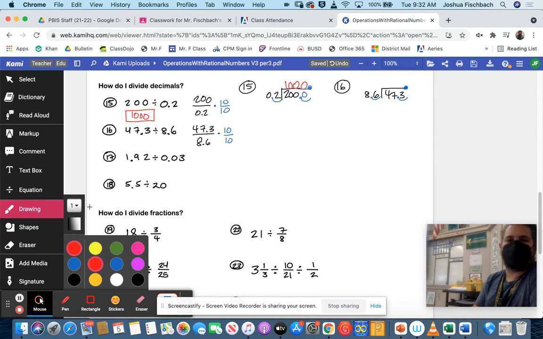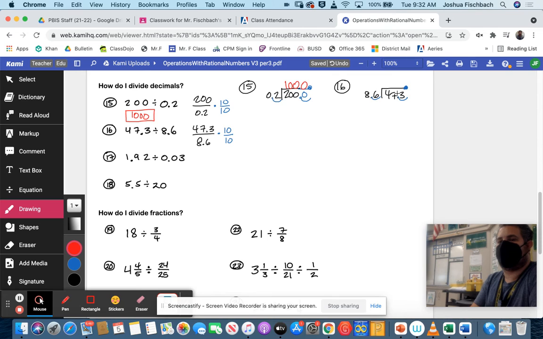Now we do our algorithm. We say 86 into 47 goes 0. 86 into 473 goes how many times? Well, 5 times 80 is going to be 400, and 5 times 6 is going to be 30. So if you did 5 times 86, you'd be talking about 430. So then that goes down below, and we subtract to see what's left over.